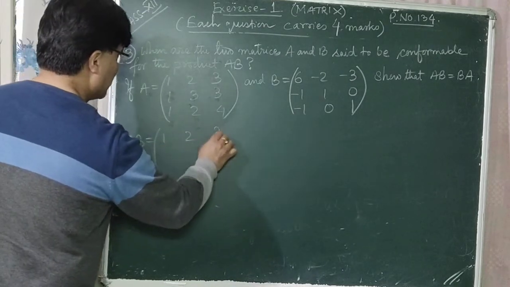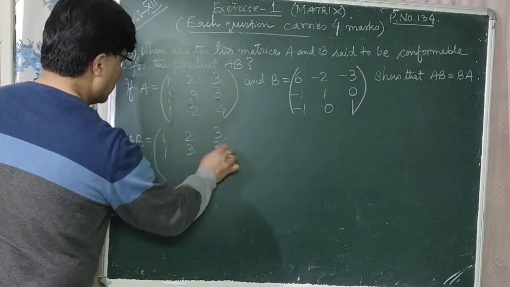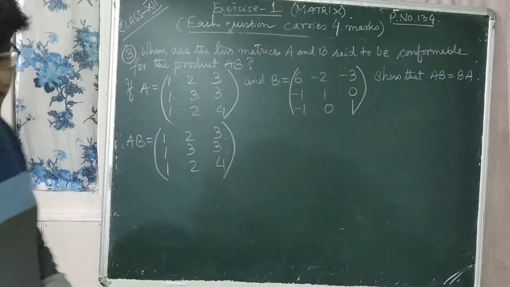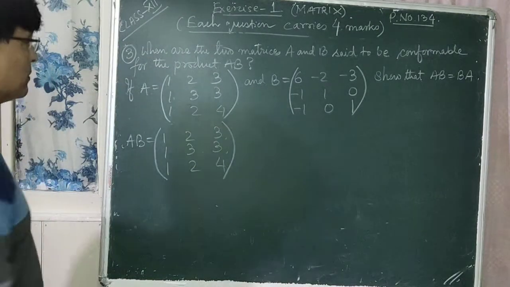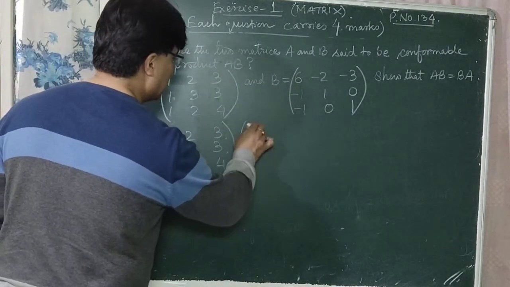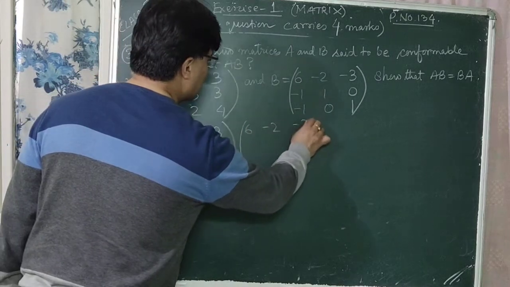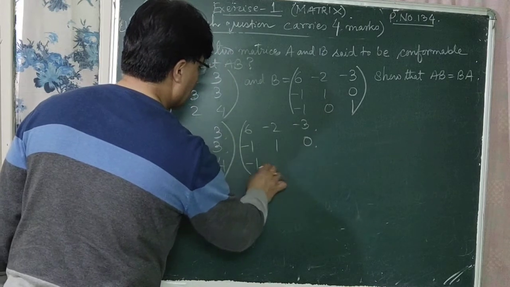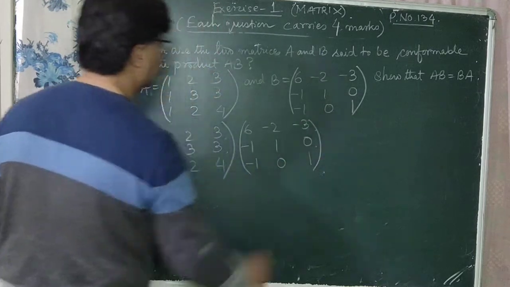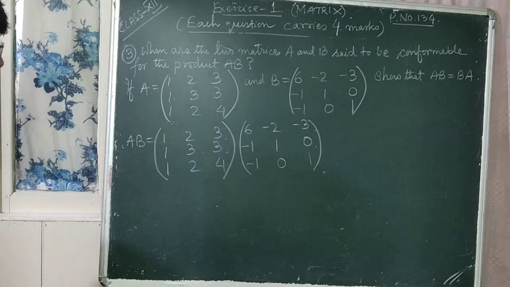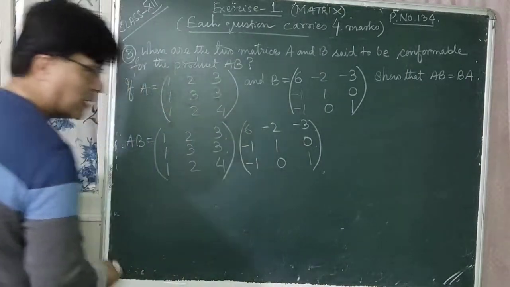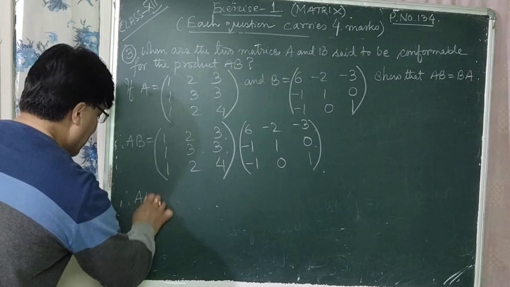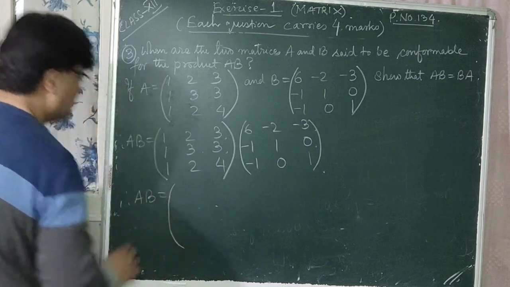It is 1, 2, 3, 1, 3, 3, 1, 2, 4. Right? This is the matrix A. And let us write down the matrix B. What is matrix B here? It is 6, minus 2, minus 3, minus 1, 1, 0, and minus 1, 0, 1. Right? So let us do this matrix multiplication. That is row by column. So therefore AB is equal to, what is here?